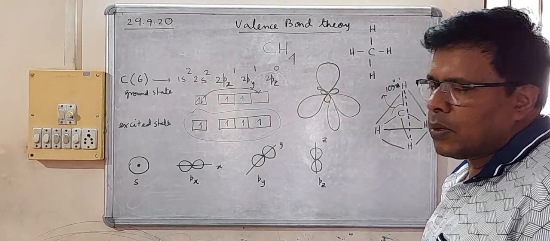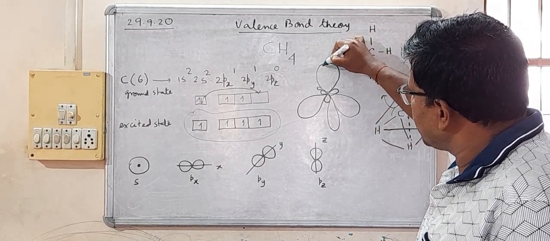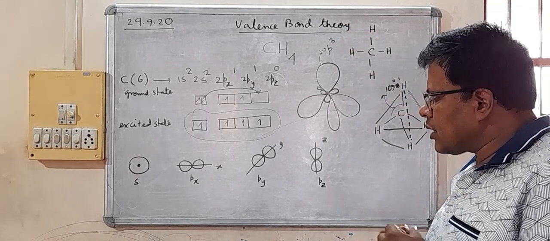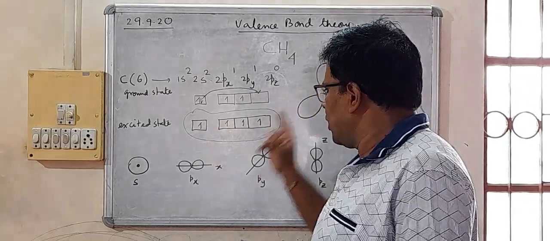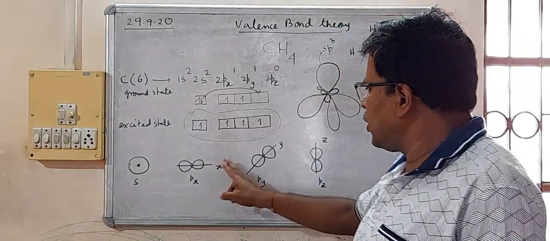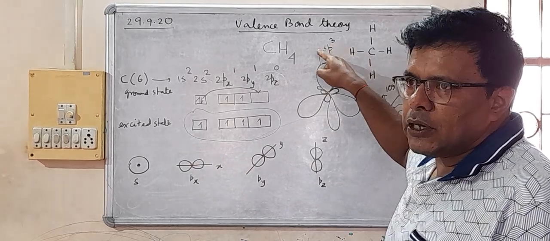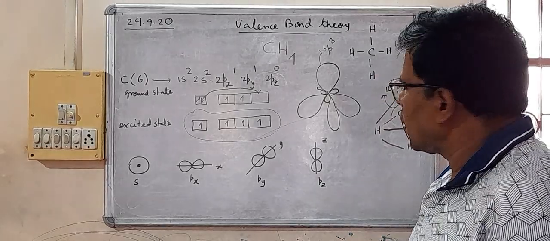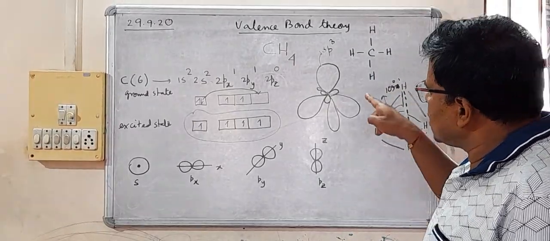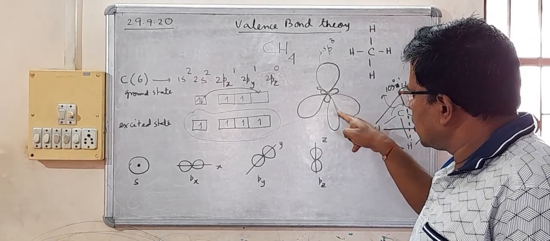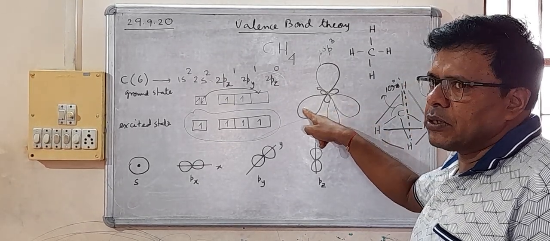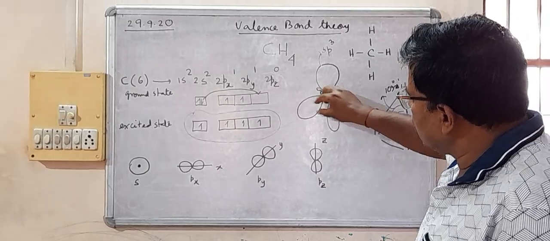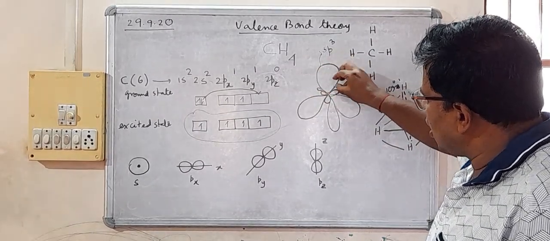Now what is the name of this orbital? This orbital is called sp3. Why sp3? Because it has resulted after mixing of one s orbital and 3 p orbitals. That's why sp3, and it is called an sp3 hybrid orbital. Similarly, this is also sp3 hybrid, this is also sp3 hybrid, this is also sp3 hybrid. So all these are sp3 hybrid orbitals, and all these orbitals are identical.